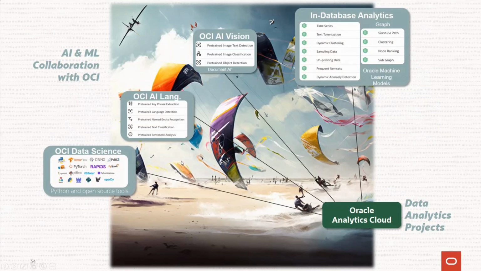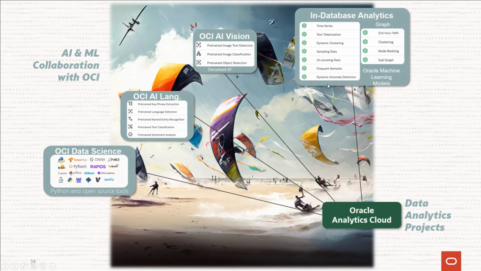In terms of the AI services itself, we are already integrated with AI Vision service. You could do image detection, image text detection, image classification, object detection. You could do language model where you could do sentiment analysis, text classification, named entity recognition kind of advanced use cases. And if you have data in your Oracle database or an autonomous database, you could even have in-database analytics.